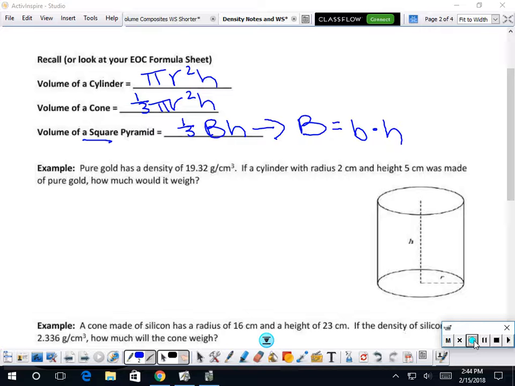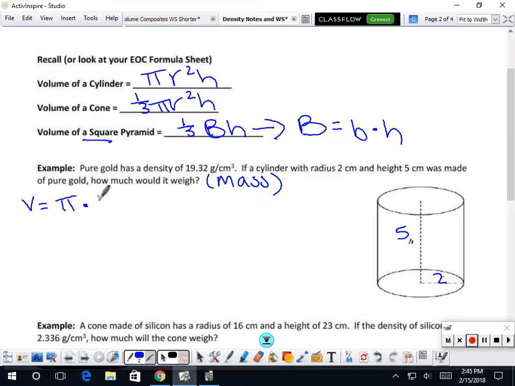Okay, so pure gold has a density of 19.32 grams per centimeters cubed. If a cylinder with a radius of 2 and a height of 5 was made of pure gold, how much would it weigh? Again, weight is referencing mass. So on this problem, we're going to solve for mass, but first we have to find the volume with the information they give us. They tell us the radius is 2 and the height is 5. So volume of a cylinder is pi r squared h.